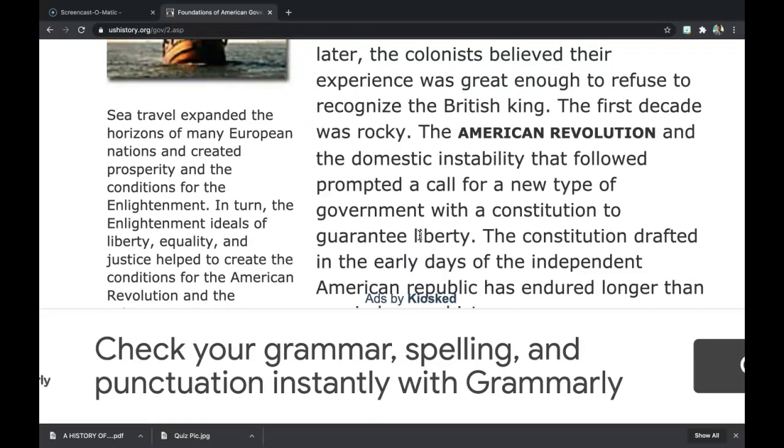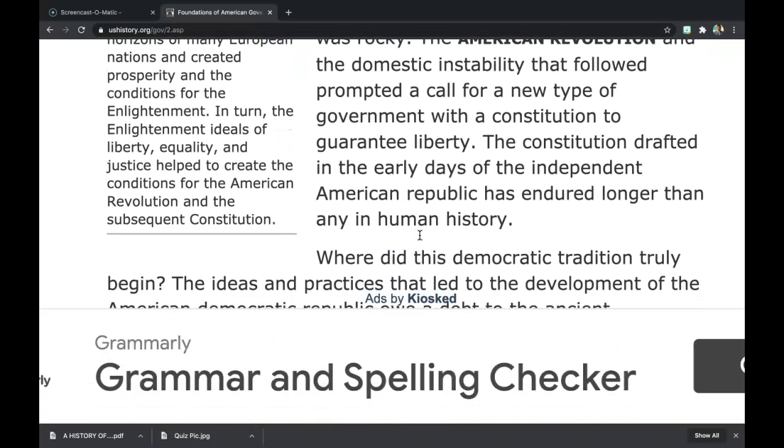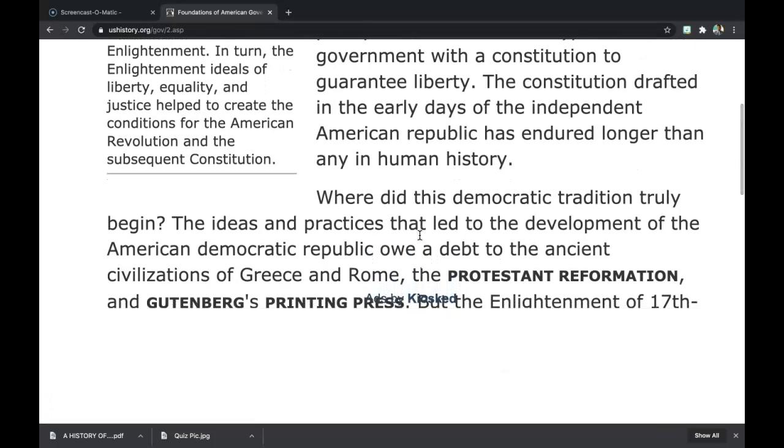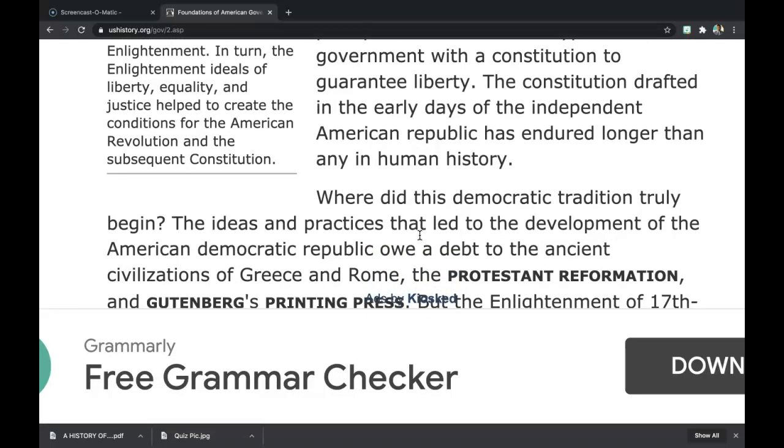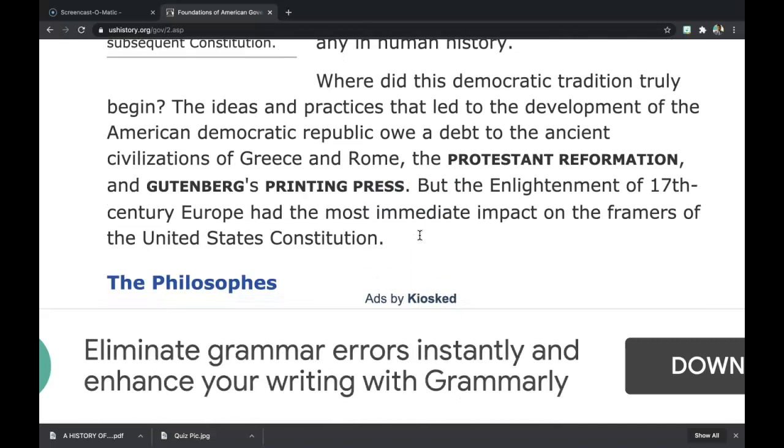The American Revolution and the domestic instability that followed prompted a call for a new type of government, with the Constitution to guarantee liberty. The Constitution, drafted in the early days of the independent American Republic, has endured longer than any in human history. Where did this democratic tradition truly begin?